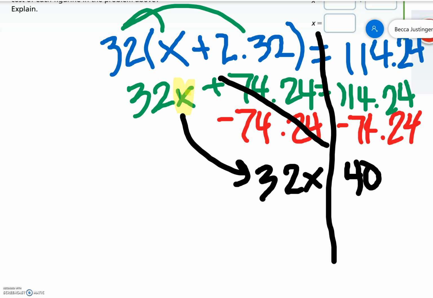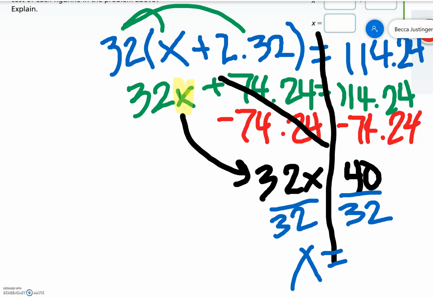Last but not least, we are still trying to get x alone. The 32 is bugging it. 32 is being multiplied to x, so we're going to divide it, use those inverse operations. So x equals 40 divided by 32, 1.25. So the original cost of the figurines was $1.25.